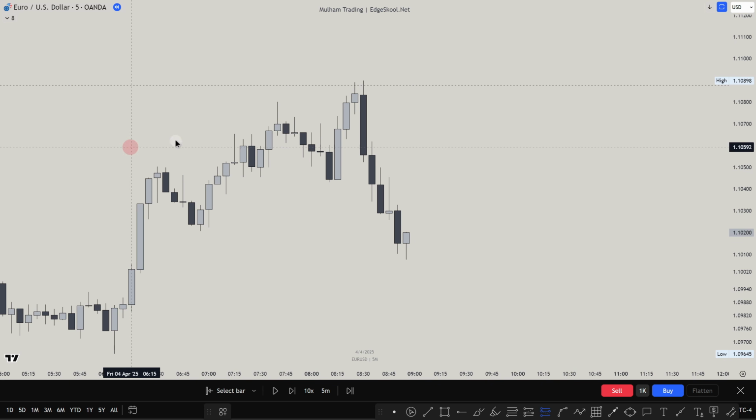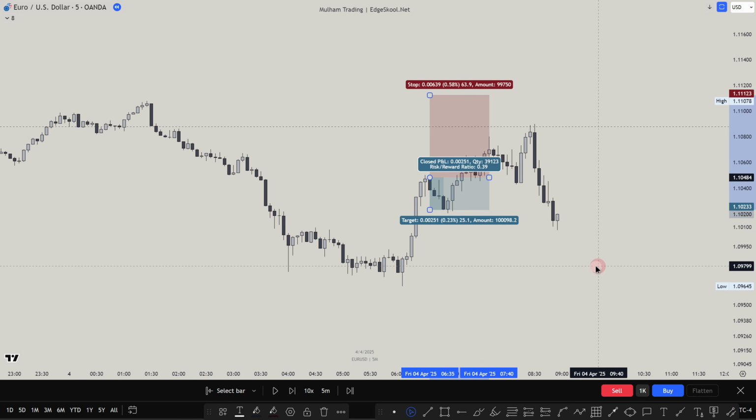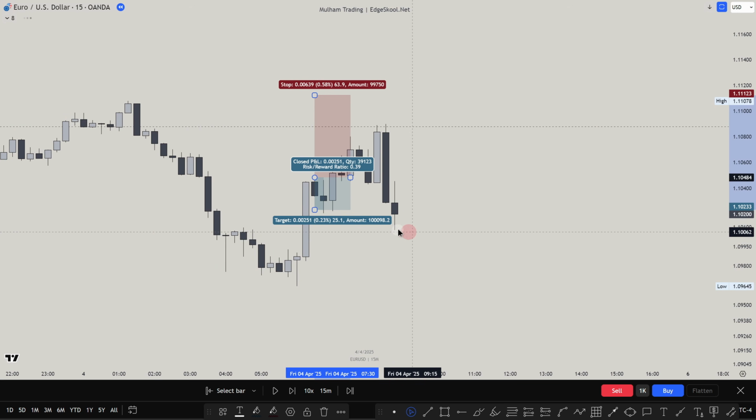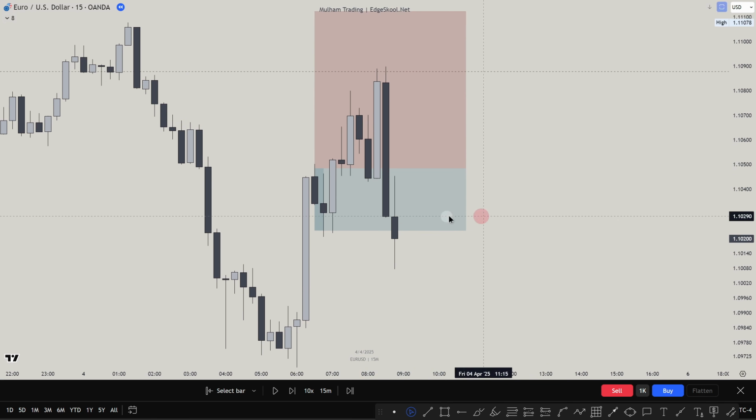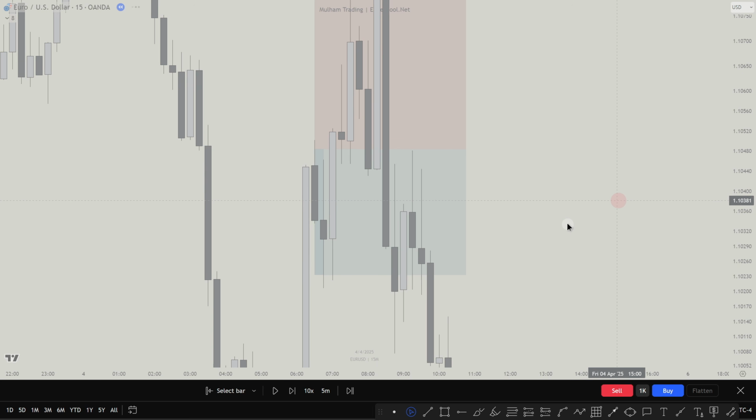So mainly for my students, I suggest taking some entries from here, with the stops above. Now you could also look at the 15-minute for a safer entry. In this case, it doesn't look like price pulled back here. Okay, exactly there, I guess. We go back to 5 minutes.